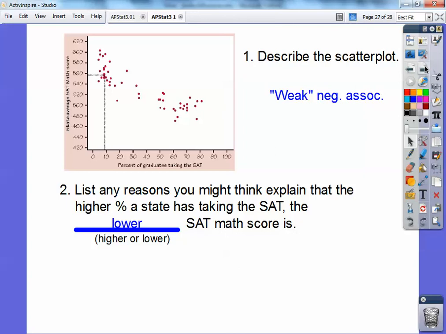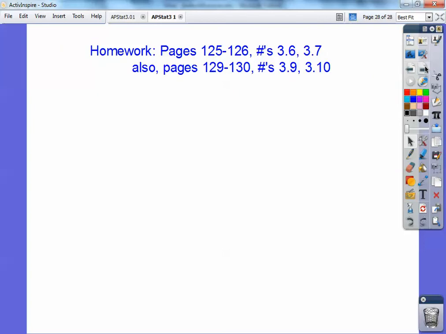That's it. This is a pretty easy lesson. If you're in my stat class, I would like you to do that as your homework assignment. That's a pretty easy one.